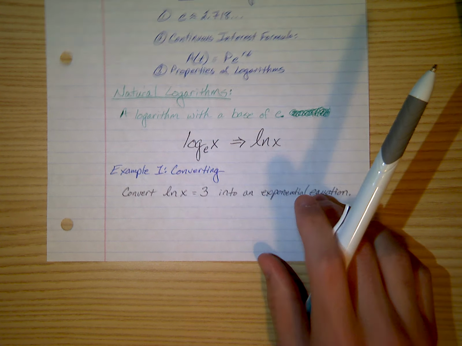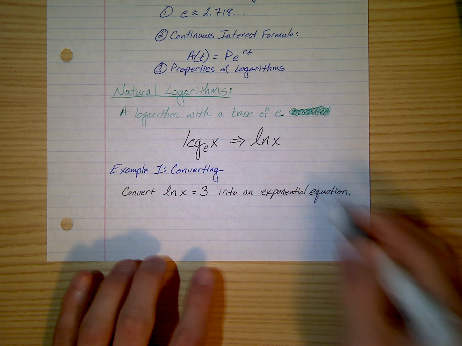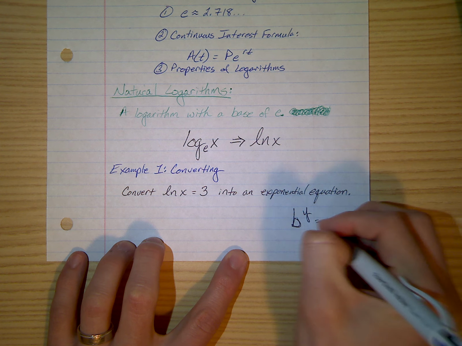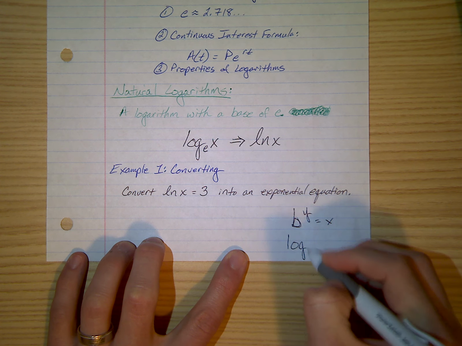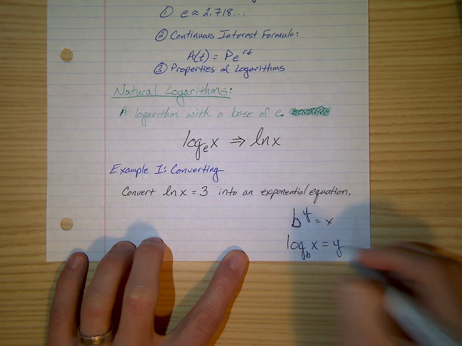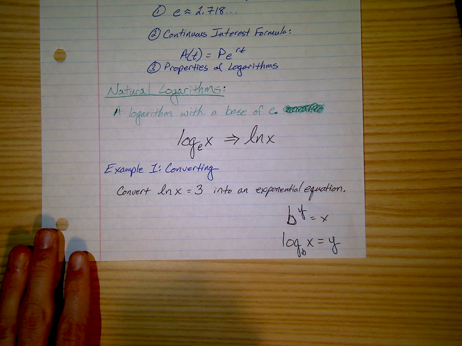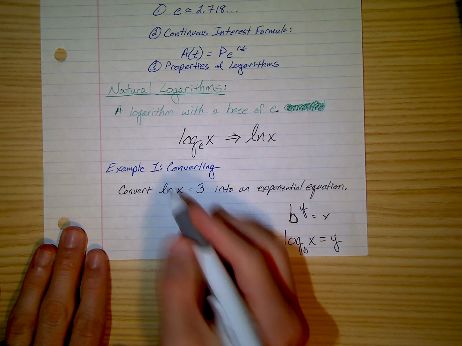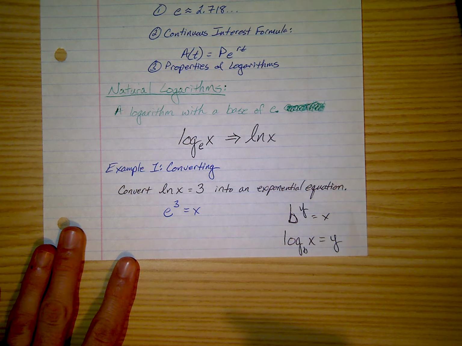So if we convert it to an exponential equation, again, we need to know that b to the y is equal to x is the exponential form for log base b of x is equal to y. We should hopefully have that memorized by now. So when we convert this, again, we need to understand that the base is e. So we would rewrite this as e to the third power is equal to x.